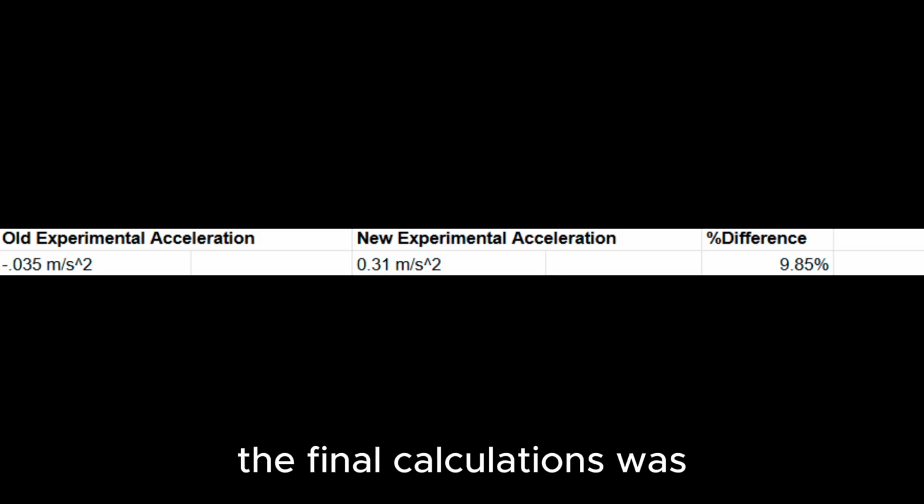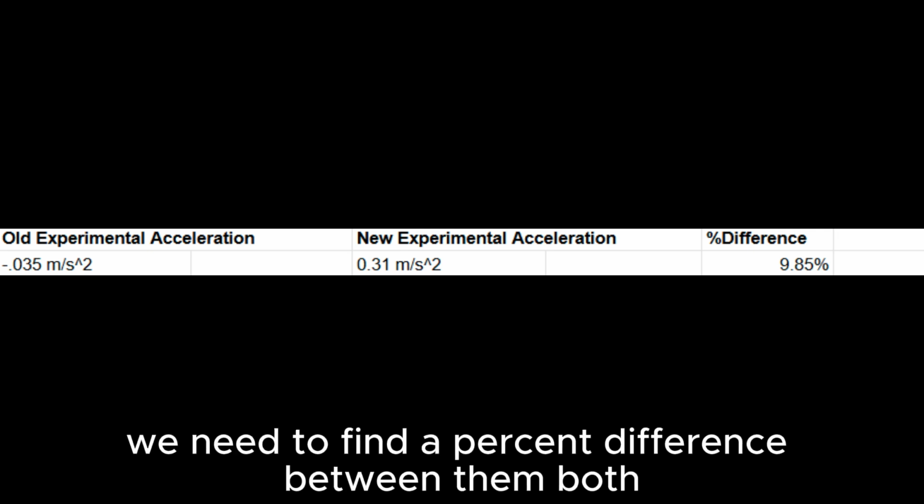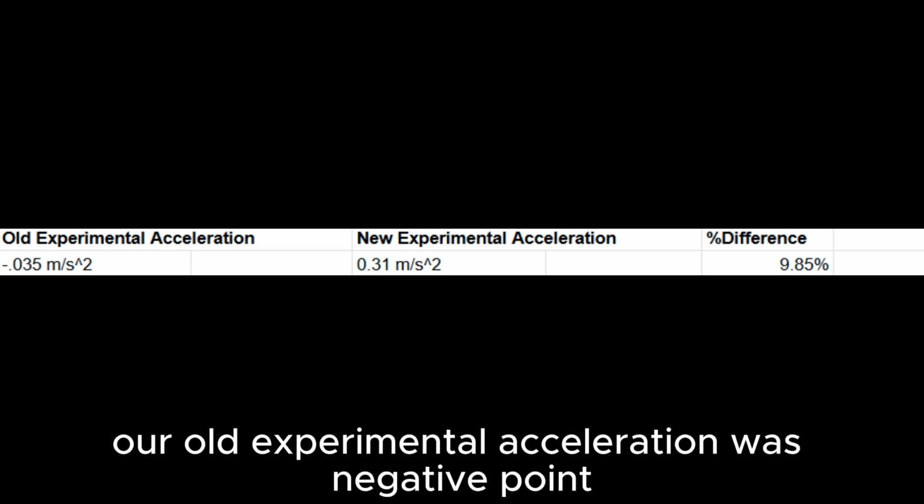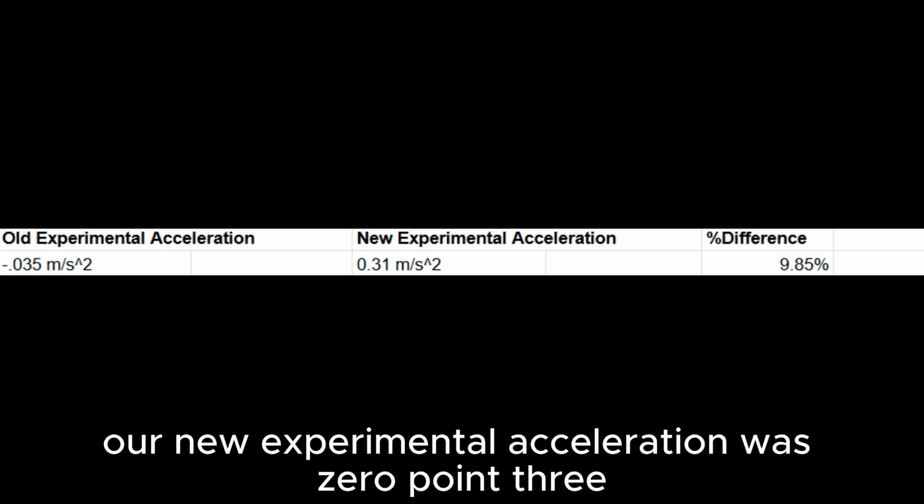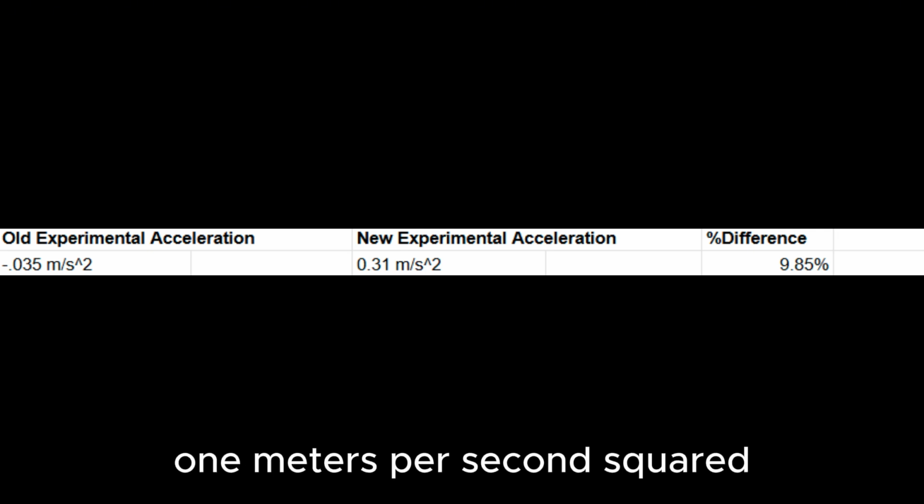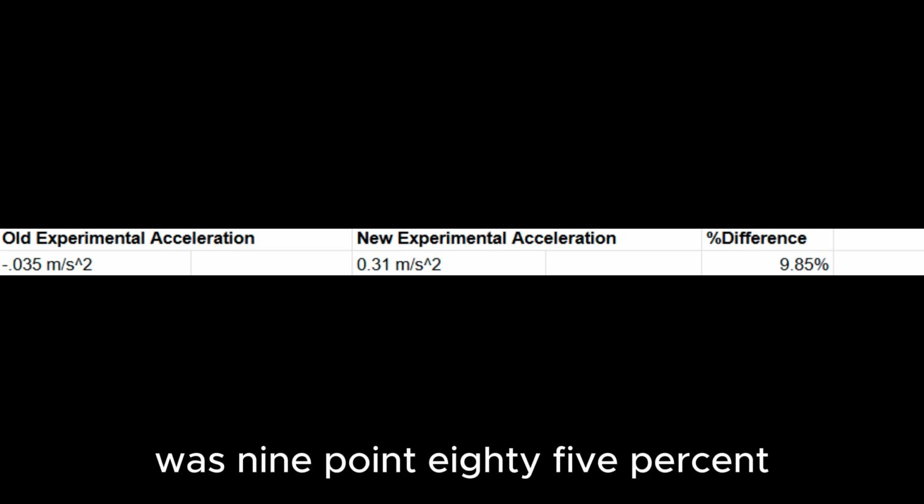The final calculation was between our old experimental acceleration and our new experimental acceleration. We would need to find a percent difference between them both. Our old experimental acceleration was negative 0.035 meters per second squared. Our new experimental acceleration was 0.31 meters per second squared. Our percent difference we calculated for this was 9.85%.